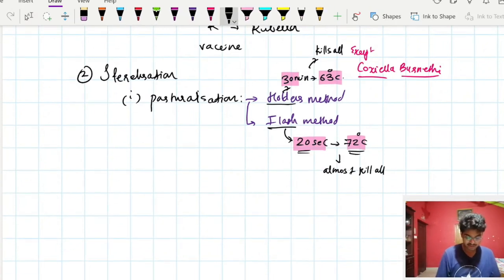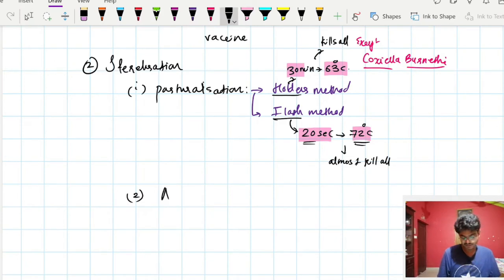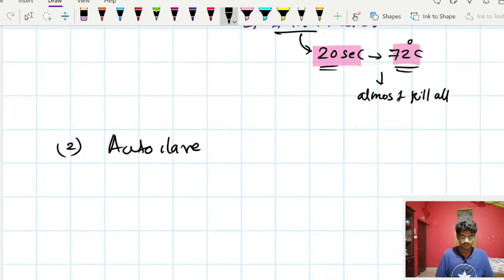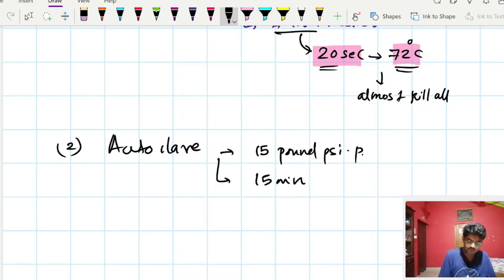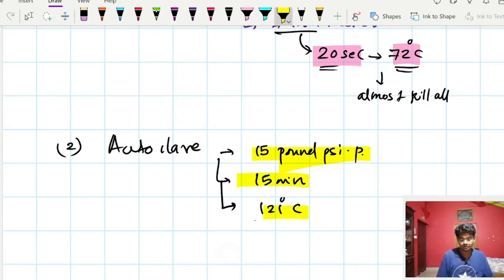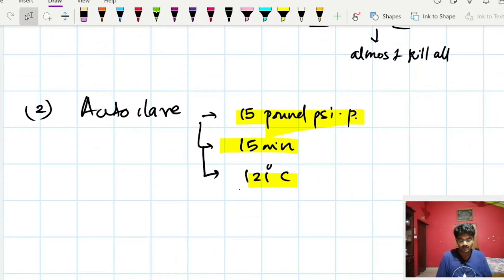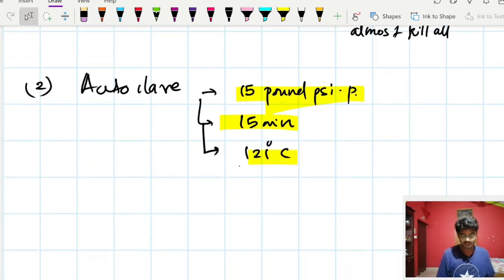The second sterilization technique innovated by Louis Pasteur is the famous autoclave. We already know what an autoclave is. An autoclave is like a pressure cooker. We put the instruments that have to be sterilized in a closed chamber with a pressure of 15 psi, pound pressure. So we use 15 psi pressure for 15 minutes at a temperature of 121 degrees Celsius. These are the autoclave techniques.